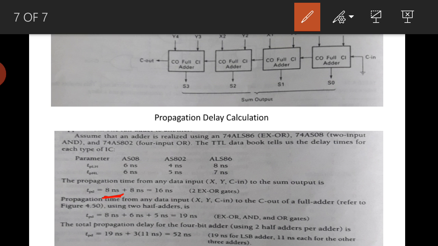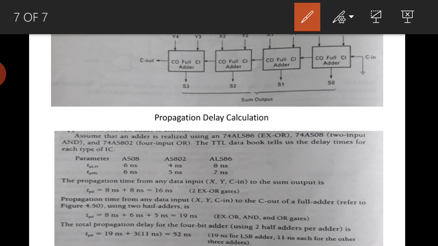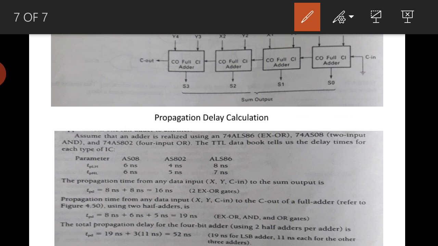If it is in parallel, whichever is maximum I need to consider, so that maximum is 8. One more is the AND gate, and after that the OR gate is 5. So 8 plus 6 plus 5, together it is 19 nanoseconds for carry Cout. This is for one full adder: the sum will take 16 nanoseconds and the carry will take 19 nanoseconds, for a single adder.